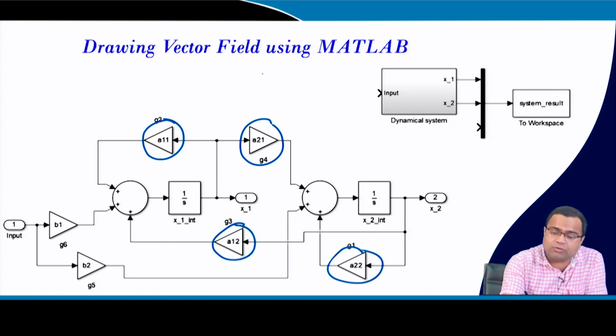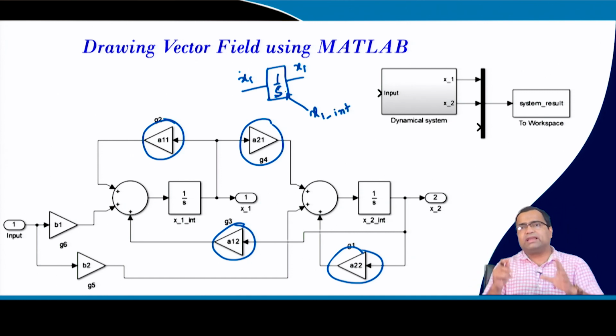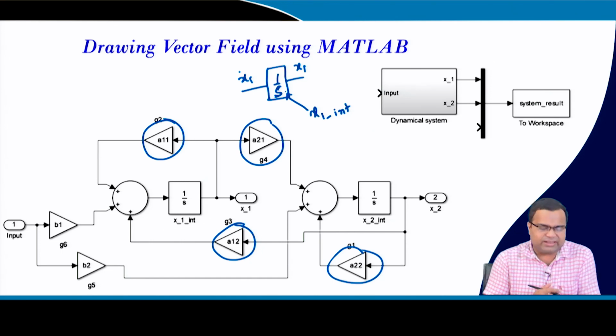And we already know that if you go inside the integrator, here we will have x1 dot, and it is x1. So, you can set the initial condition x1 initial condition right inside the integrator. If you click it, we will show it very soon.